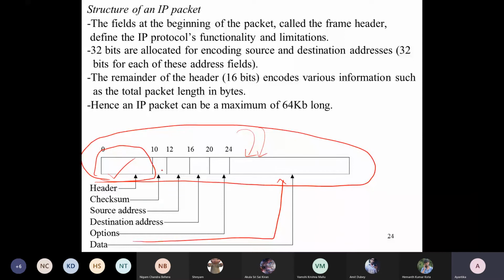This one is the header. Next one is the checksum. Checksum is mainly for error detection, correction, those things. Maybe some of you already know, so we will quickly talk about that later on when we talk about error detection, correction. Next is the source address, and the destination address separately. Then the header field also sometimes keeps some count and some options based on the protocol.